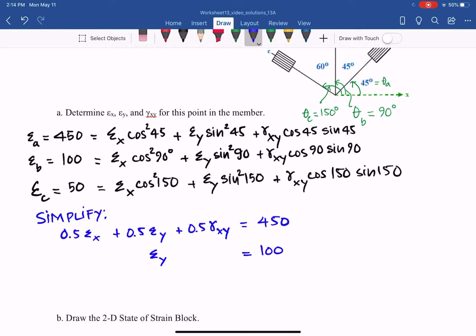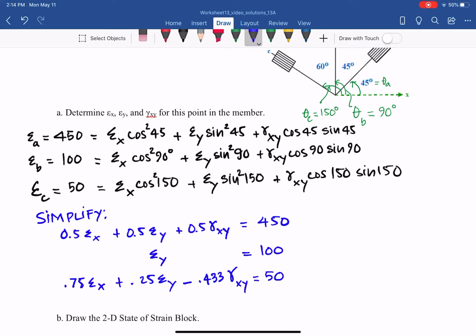And the last equation we will have 0.75 epsilon x plus 0.25 epsilon y minus cosine 150 sine 150, that is 0.3433 gamma xy, and that equals 50. So three equations, three unknowns, but as you can see, from the second equation you already found epsilon y, and then you plug it into equations 1 and 3 and you can solve.